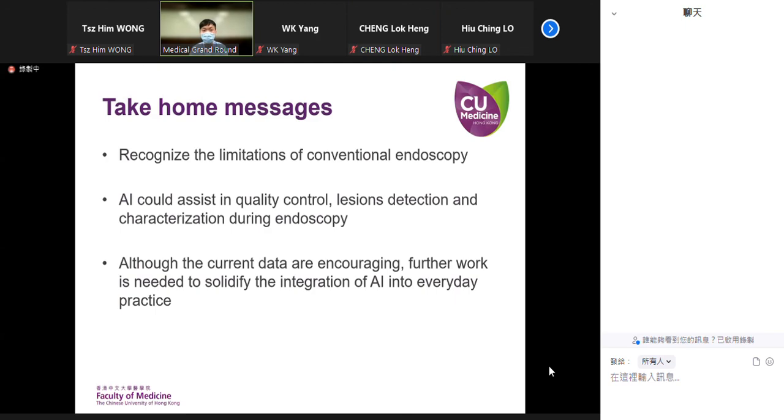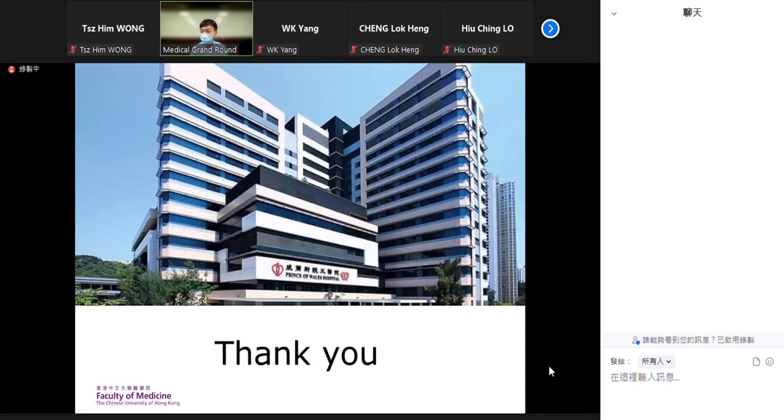So this is my last slide. I hope that after today's sharing, you can recognize some limitations of conventional endoscopy, and know about the ability of AI in endoscopy, in quality control, in lesion detection, and also lesion characterization. And finally, although the current data are encouraging, further work is needed to solidify the integration of AI into our daily practice. With that, I thank you very much, and any questions are welcome.